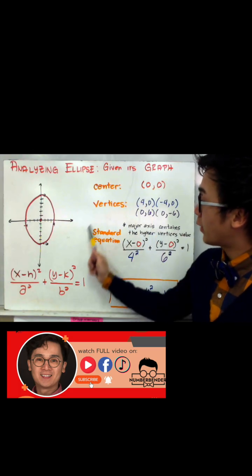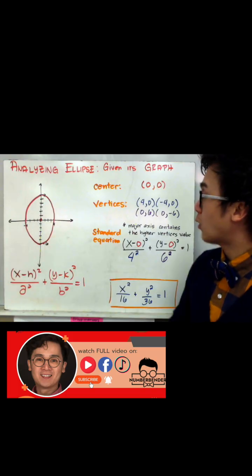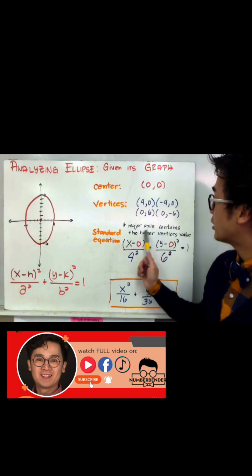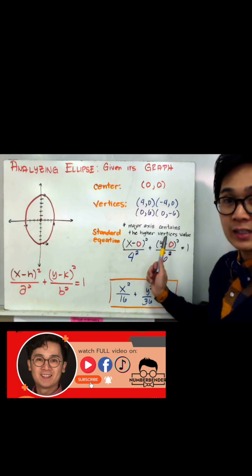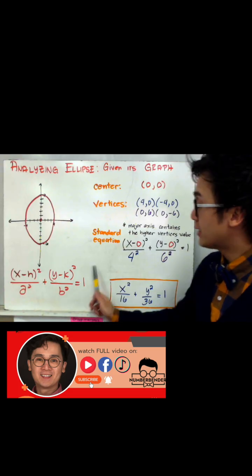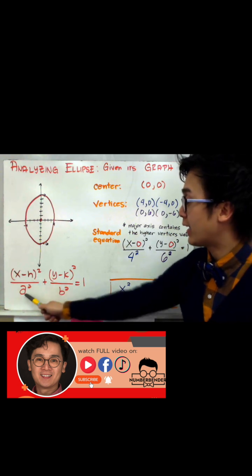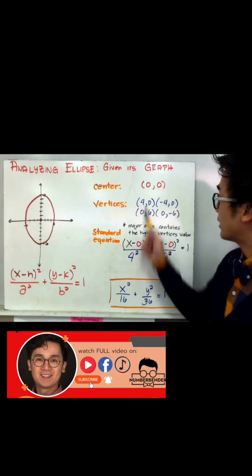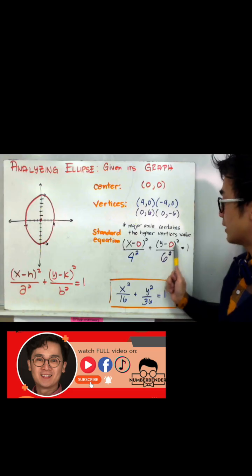Now for the standard equation of this particular ellipse, if we're going to write it out, we need to always remember to look at the major axis of our ellipse, because the major axis contains the higher value of the denominators in our standard equation of an ellipse. Now we're just going to plug in the values of h, k, a and b in our formula. We know that h and k is just the center, so the center is at (0, 0), so we'll have (x minus 0) squared and (y minus 0) squared.